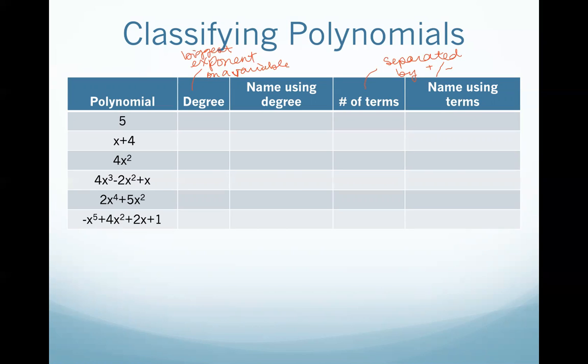So in our first example here, our polynomial is just 5. Now, it doesn't have an x. That's okay. A polynomial doesn't have to have x. Our degree here, if there's no x, then the biggest exponent is 0. So our degree here is 0. If our degree is 0, we call this a constant function, right? We saw that on the last couple of slides. The number of terms, there's no pluses or minus. That means there's just one term. And if there's one term, we call this a monomial. Mono meaning one.